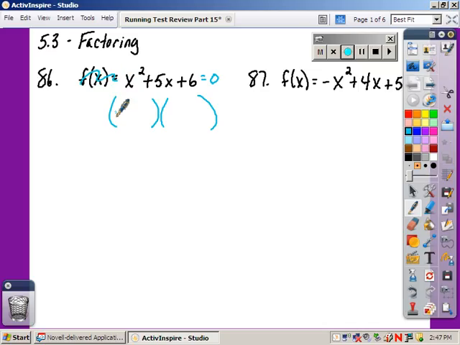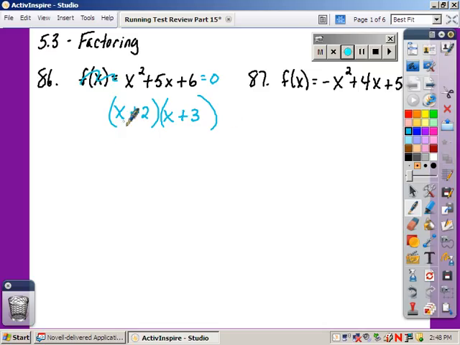So I know there's going to be an x and an x here. That's how I get the x squared in the problem. Now, how do I get the other 2 numbers to go in here? The rule for this is they have to multiply to give you the third term and add to give you this number in the middle. So I'm looking at numbers that multiply to give me 6. I'm thinking about 1 and 6, or I'm thinking about maybe 2 and 3. In this case, I'm going to go with 2 and 3 because 2 times 3 gives me 6, and 2 plus 3 gives me 5. That seems to be correct.